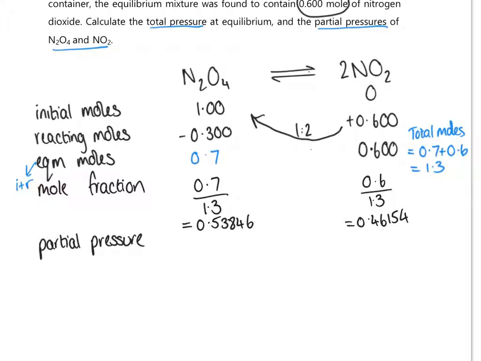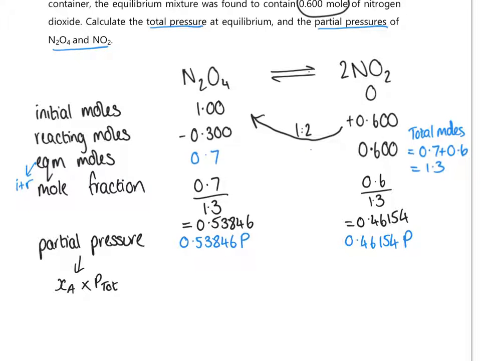Partial pressure is the mole fraction times by the total pressure. I don't know what the total pressure is, so I can just use P to represent that. So partial pressure of dinitrogen tetroxide is going to be 0.53846 times by my total pressure, which is P. And for nitrogen dioxide, it's 0.46154 times by my total pressure, which is P.